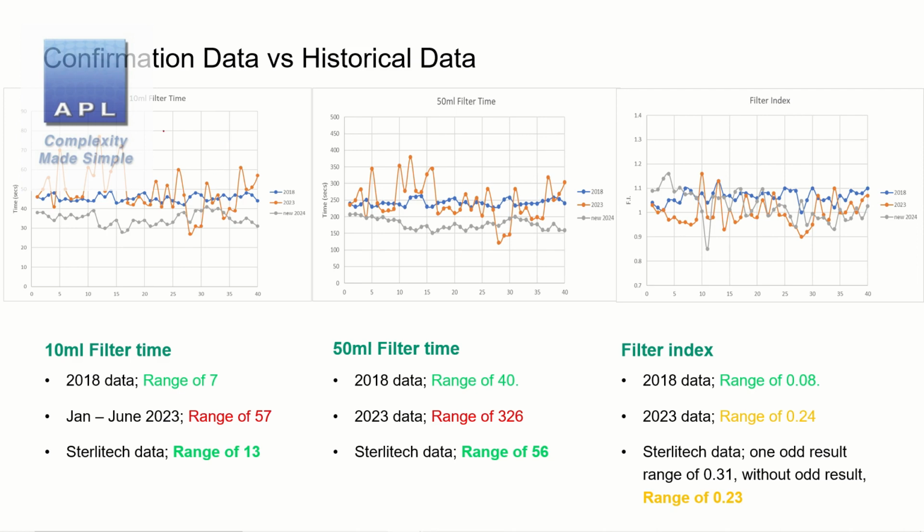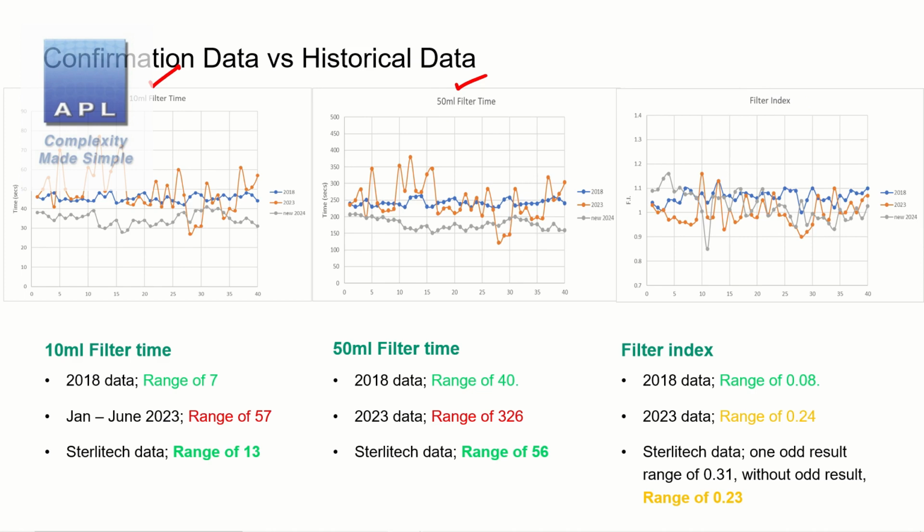Now, in this particular case, we are dealing with something called filter time. So you can see different levels of filter time. Then they work out something at the end called the filter index. But the two graphs that are most important are the 10 mil filter time and the 50 mil filter time. And here are the graphs that were presented.